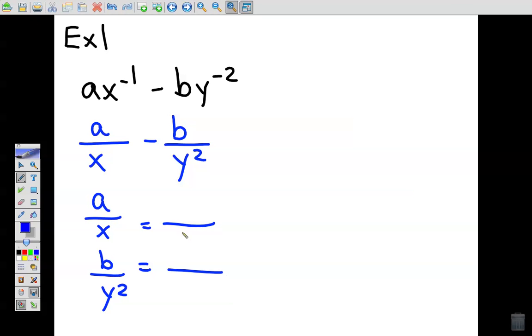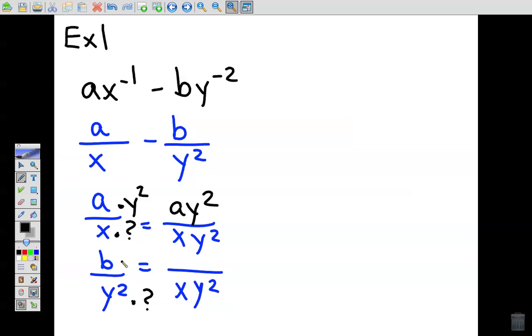So what do I have? Well, I have an x, and I have a y squared, and that is my common denominator. Now, let's find the numerators, and we're almost done. So x times what gives me x y squared? Well, I'm missing a y squared, so I need to multiply the top by y squared. So I have a y squared. And the bottom, y squared times what is x y squared? Well, now I'm missing an x, so I need to multiply the top by x, so I get b x.